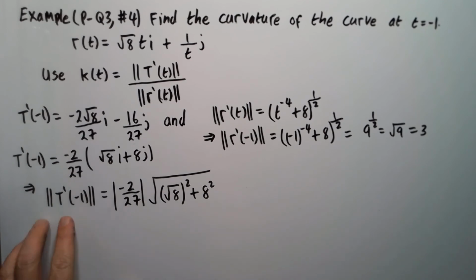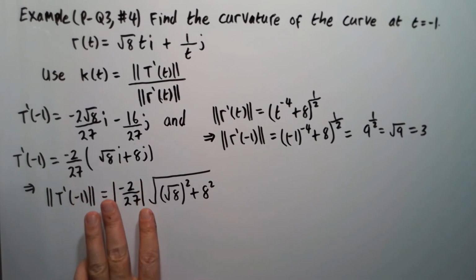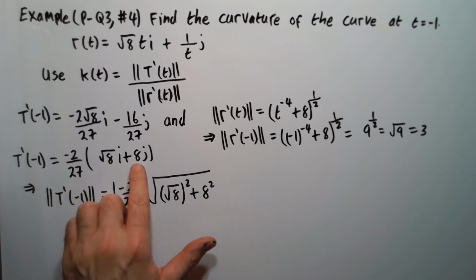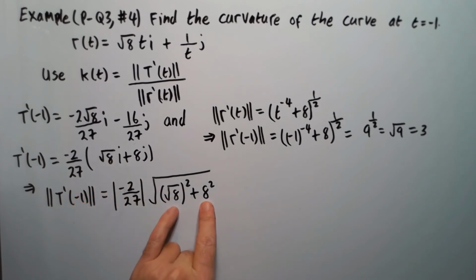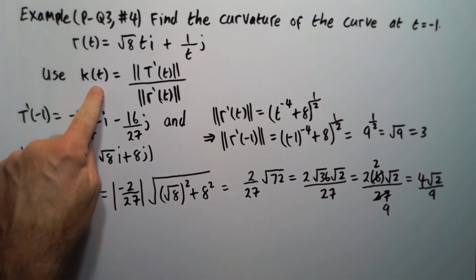Okay, so when I take the magnitude, the 2 over 27 in front pops out, but it'll have absolute value around it. Then it'll be this guy squared plus this guy squared. It's going to be 64 and 8, so it'll be 72 right over here. So it's the square root of 72, which you can break up as square root of 36 times 2, and square root of 36 is 6. Then you can cross a factor of 3 off here, and you can check it becomes 4 square root of 2 over 9. Okay, so now we're ready to find the curvature at minus 1.